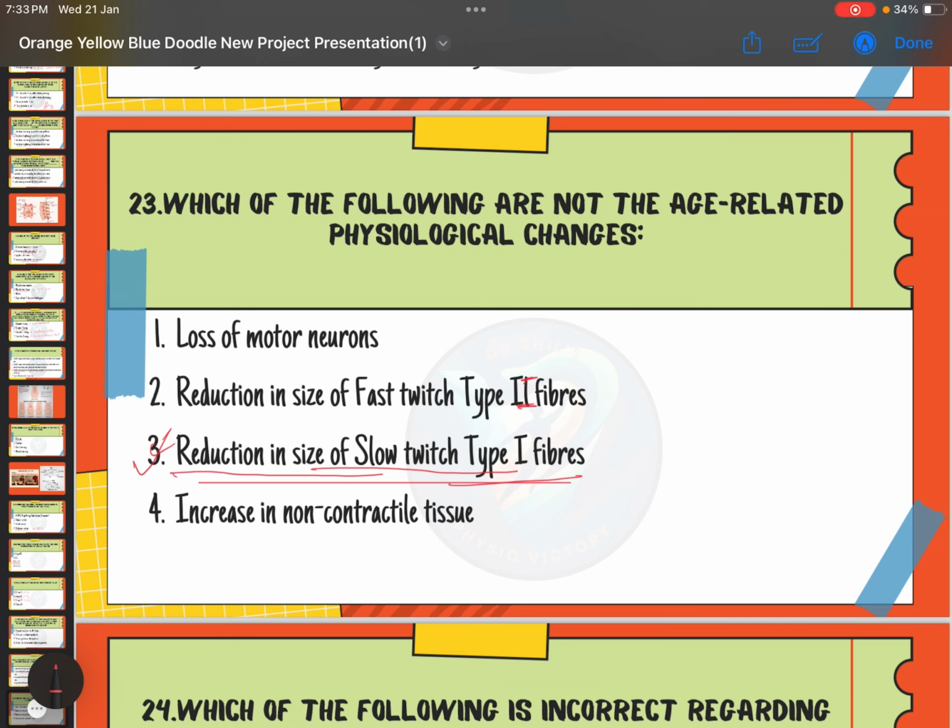Basically, with age or sarcopenia, typical neuromuscular changes that occur are loss of motor neurons, preferential atrophy of the fast twitching type 2 fiber, and increase in non-contractile tissue. Slow twitching or type 1 fibers are relatively preserved compared to type 2 fibers.